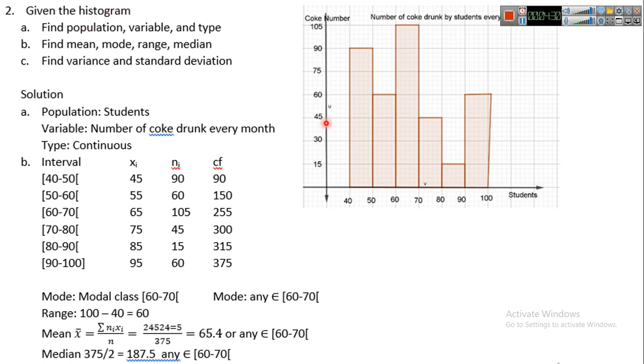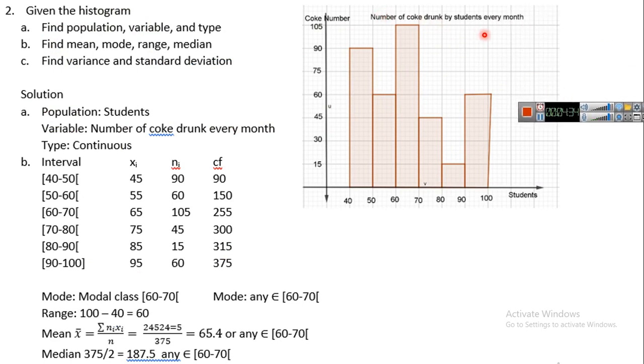They gave us this histogram. Find the population. The population here, as you can see, is students, and what they are doing is the number of Cokes drunk by students every month. The type, because it's in intervals, is continuous. So we want to find the mode, range, median, and mean.